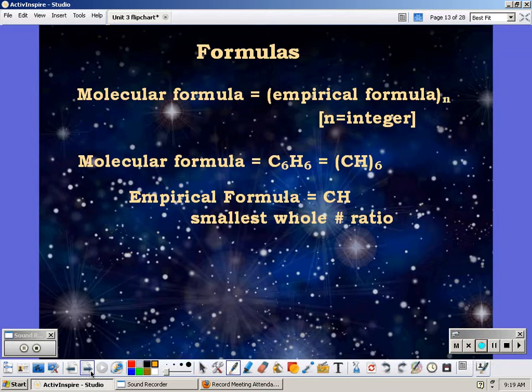There are 2 different formulas that you should be able to calculate based on mass percents, and that's the molecular formula and the empirical formula. The empirical formula is the smallest whole number ratio, and the molecular is a multiple of that. You can use the molar masses of the 2 formulas to figure out the multiple.